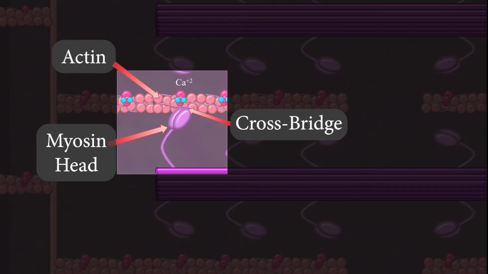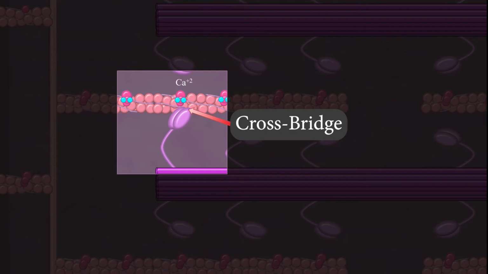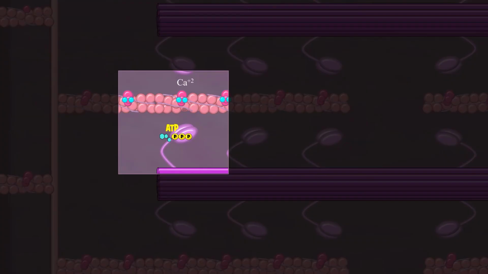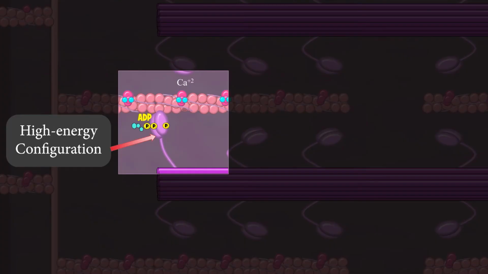But in order to power muscle contraction, energy is obviously needed. This energy comes in the form of ATP. ATP binds to myosin and breaks the cross bridge connecting it to actin. Then, ATP is broken down into ADP and phosphate. This breakdown releases energy that powers up the myosin head, causing it to change its position to a high energy configuration and reattach to actin.